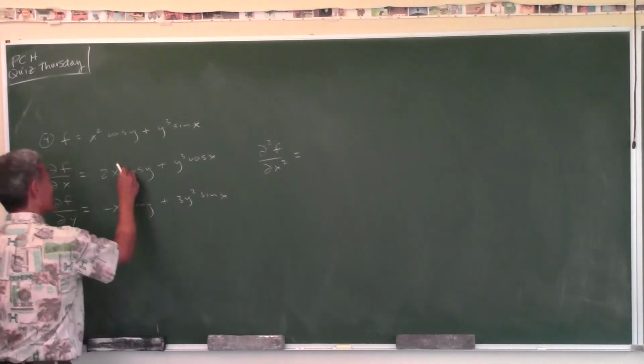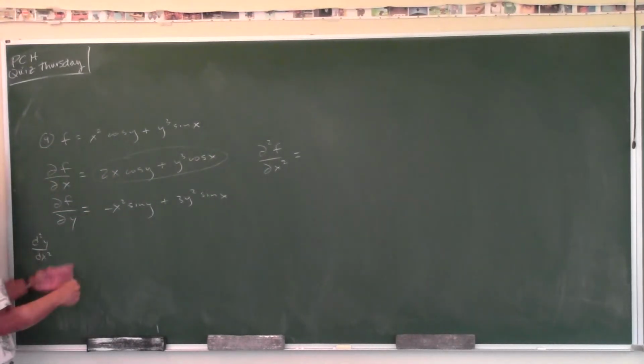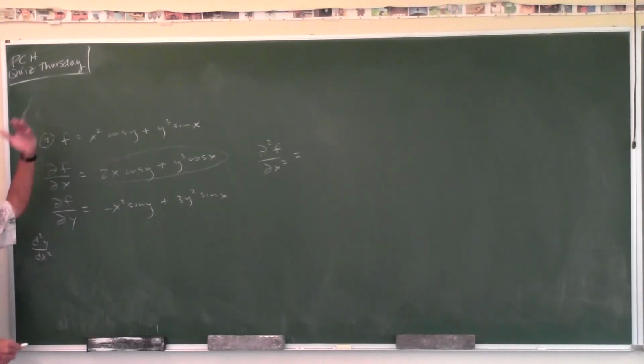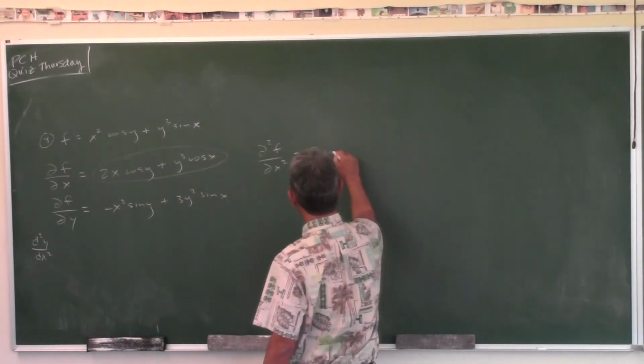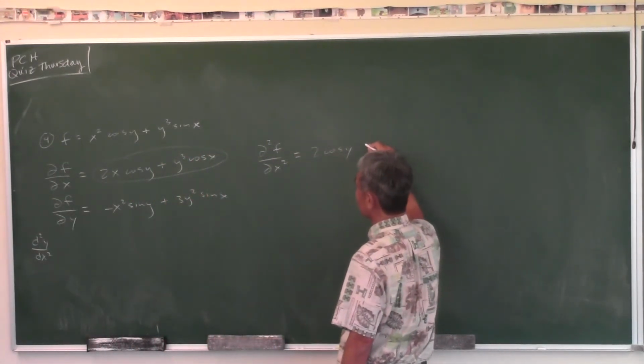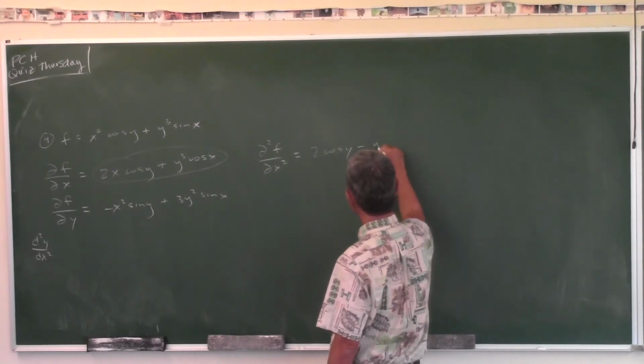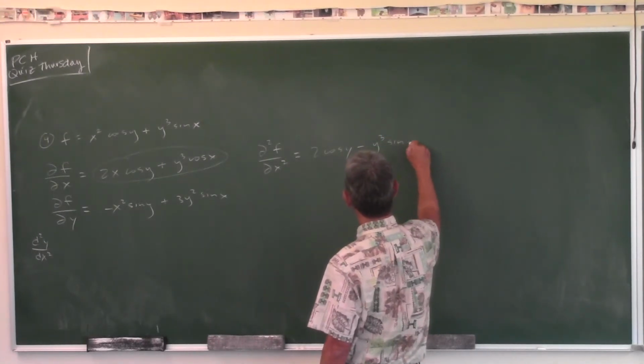So what you do is you simply take the derivative of this with respect to x again. 2 cosine y. Negative y to the third sine. Exactly.